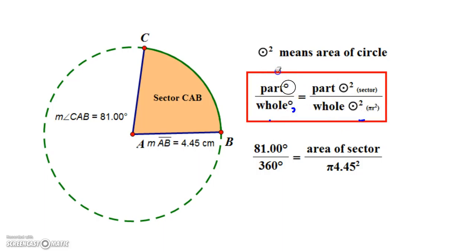So part over whole, that might help you remember. Part over whole, because this works for arc length and area of a sector. Part over whole in degrees, part over whole in area or circumference, depending on whether or not we're doing arc length or area of a sector. Okay, so that's something else that you might want to write down in your notes.